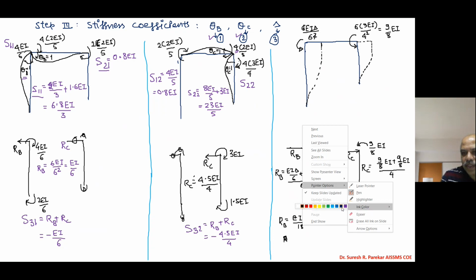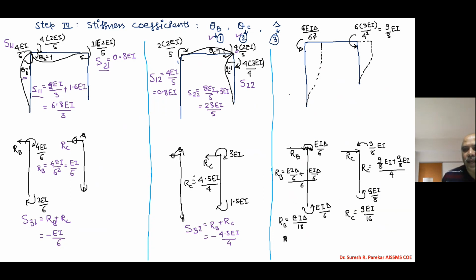So now we will go to this color last. So we have here now S at 1, S at 2, and S at 3. Now we have applied delta 1, so 3. So we have S13, S23, and then S33. And from this we will get S13 equal to minus, because anti-clockwise, EI by 6 delta. Then S23, we have again minus 9 EI by 8, sorry, no delta.